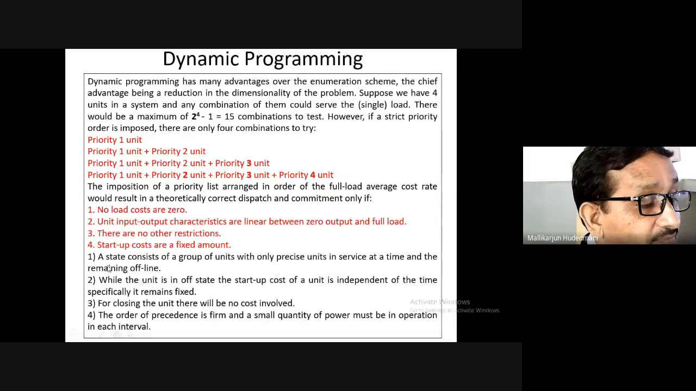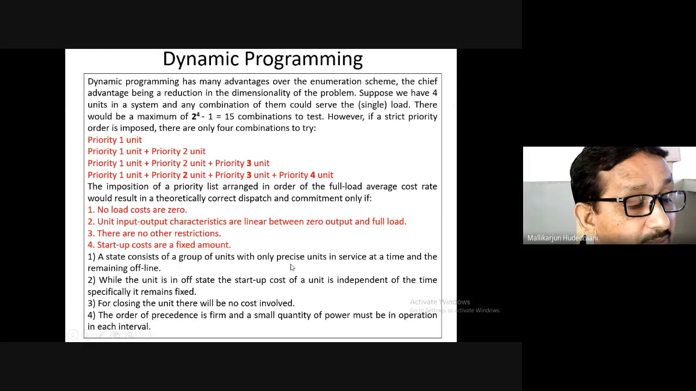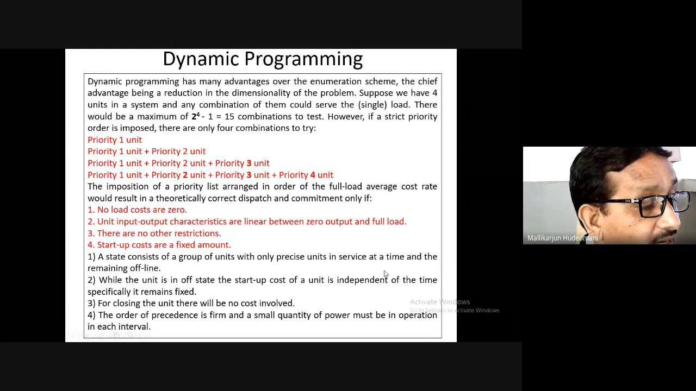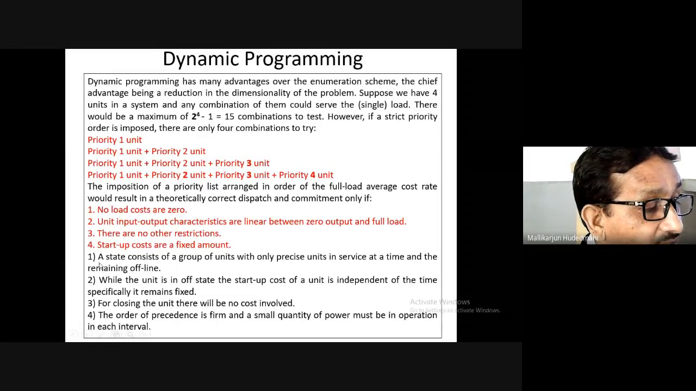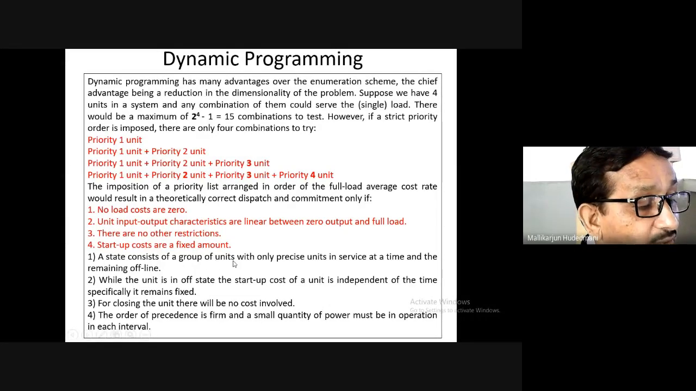Then it assumes that at a certain stage, a group of units are working with precise service at a time and the remaining are off. It means when there were n units, for a certain stage one of the decisions has been taken, only one unit is functioning, and the rest are all off. That is the condition. A state consists of a group of units with only precise units in service at a time and the remaining off.